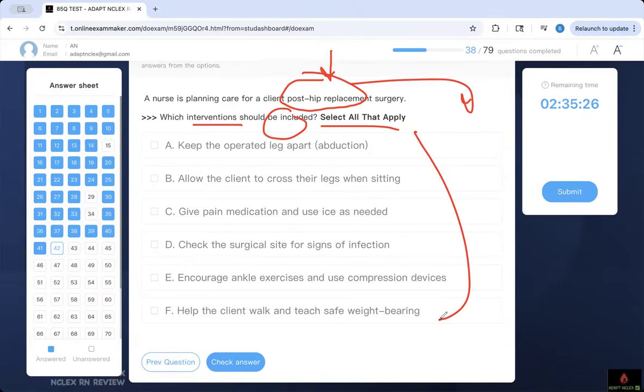Keep the operative leg apart. Yes, I should not bring it together. Abduction is good. Allow the client to cross their legs when sitting. Do you want to do that, nurse? Give pain medication and use ice as needed. Check the surgical site for signs of infection. Encourage ankle exercises and use a compression device. Help the client walk and teach safe weight bearing.